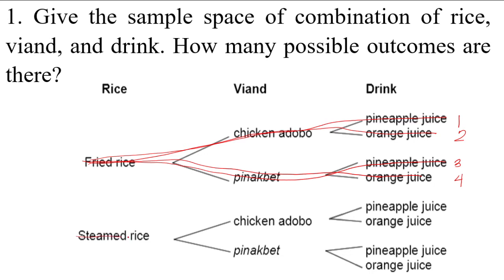Next, steamed rice ang pinili mo, chicken adobo, tas pineapple juice ang drinks mo, 5. Okay? Steamed rice, chicken adobo, orange juice, 6. Steamed rice, pinakbet, pineapple, 7. Steamed rice, pinakbet, orange juice, 8. So, meron tayong a total of 8 outcomes.